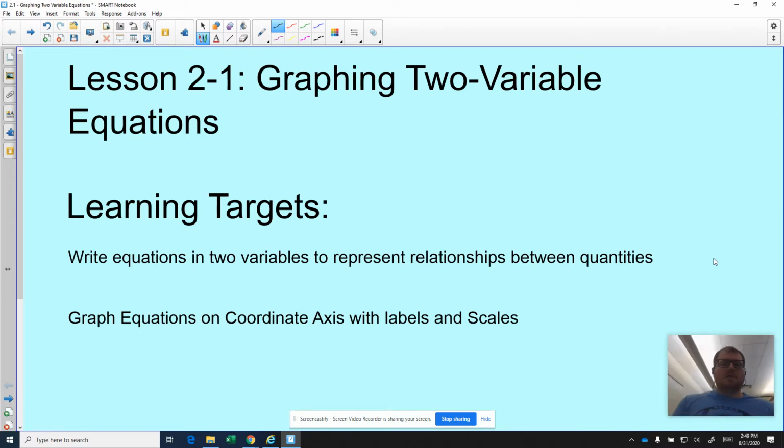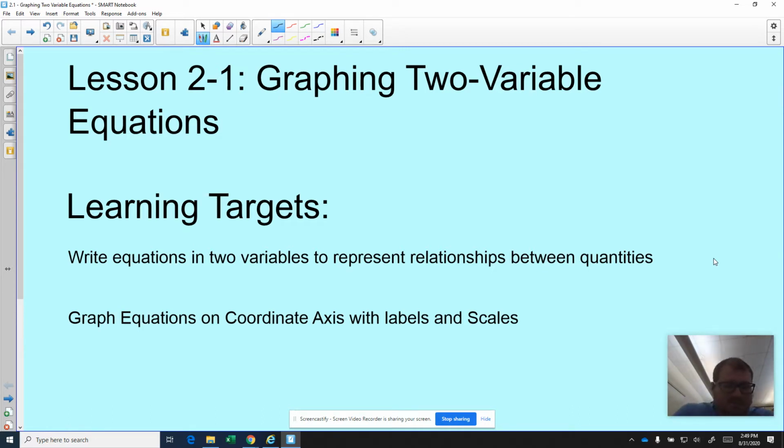Today we're going to be talking about our next lesson, which is lesson 2-1. We're going to slightly shift from solving absolute value equations, and now we're going to get into graphing two variable equations, okay? We'll get into more concepts about what a two variable equation is.